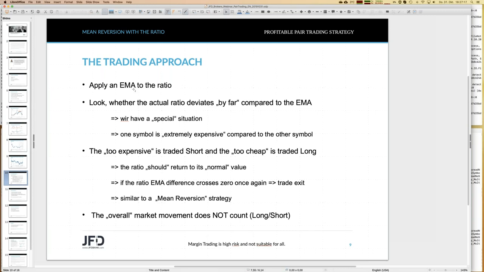So now the strategy is more or less already completely described, not in numbers, but in its characteristics. If we are far away from the ratio, that's a good thing. And we are not talking about a single symbol. No, we are talking about the ratio. If that ratio deviates by far, and we have to define what is by far compared to the EMA, then we know we have a special situation. We have a special situation now.